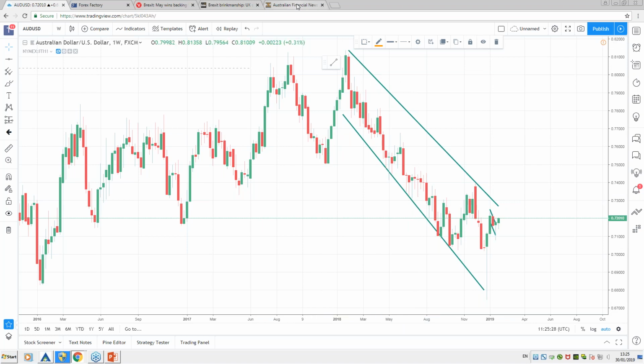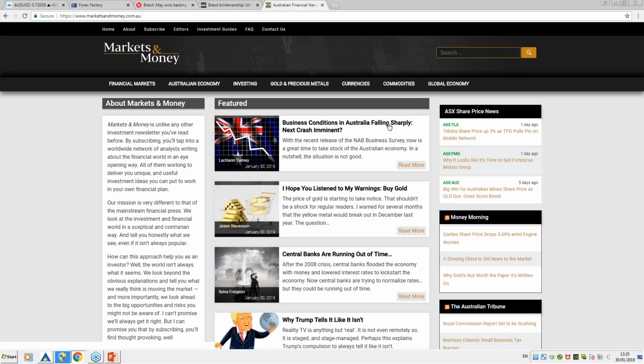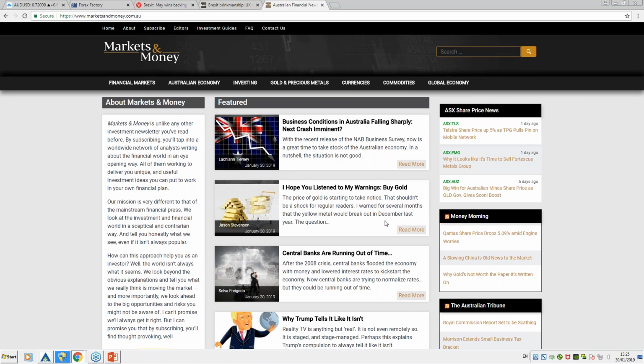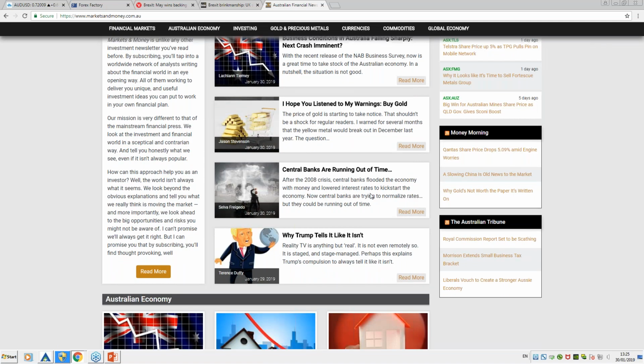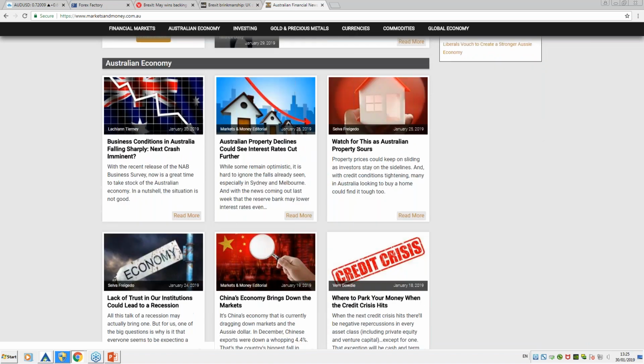Well, look at the articles. Business conditions in Australia falling sharply. Next crash imminent, with a question mark, obviously. Central banks are running out of time. Look at this article: Australian property declines could see interest rates cut further. They're talking about Australian dollar interest rates. If you read that article, what do you think's happening if the sentiment is, oh my gosh, they might lower the interest rate in Australia? What's happening to the value of the AUD if people think that?